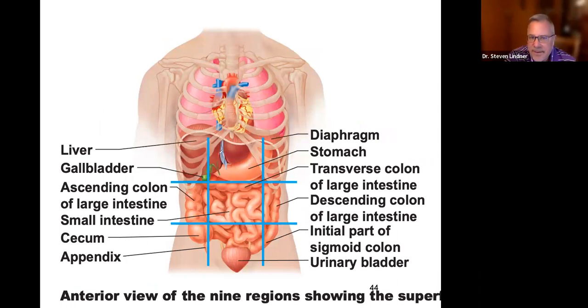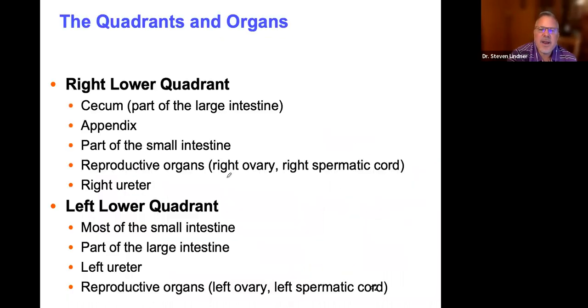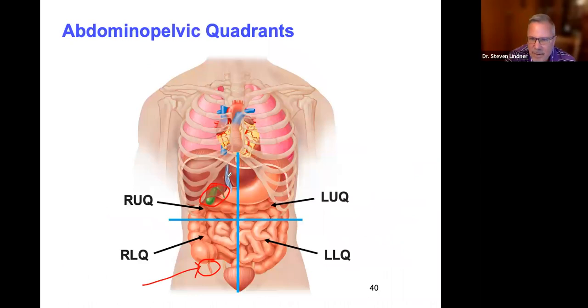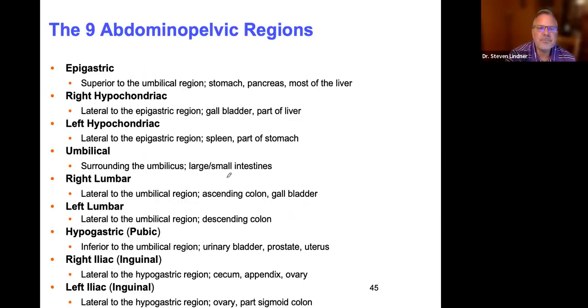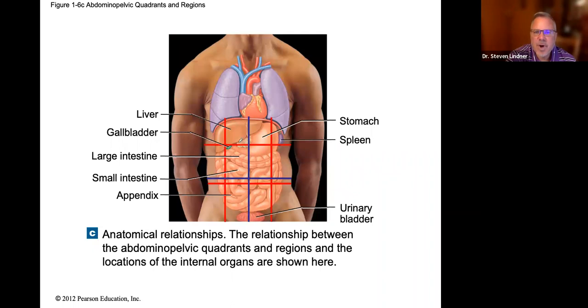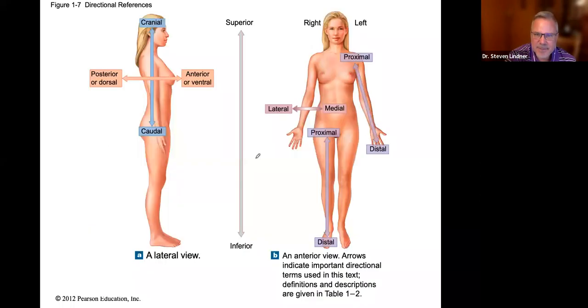Okay, and then obviously the organs don't change, but now we have what looks like a hashtag here, right? You have the 9 regions, and it breaks up the quadrants into 9 smaller regions. In healthcare, we primarily talk about these quadrants more than we focus on the regions, okay? But it's important to know both. This is just an overlap of both the quadrants and the regions on the same picture.